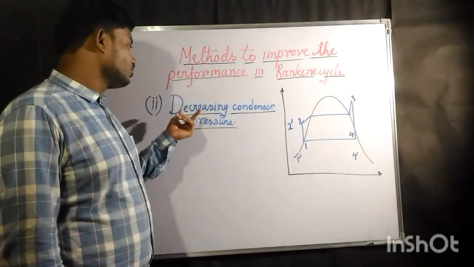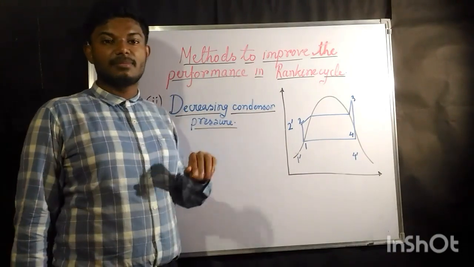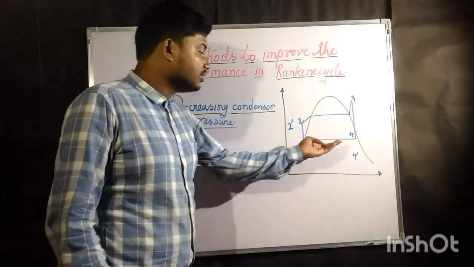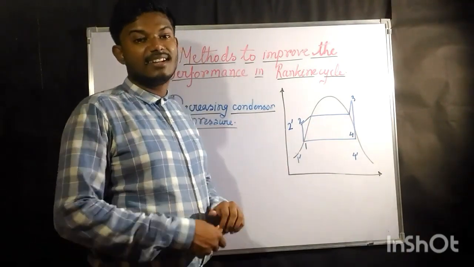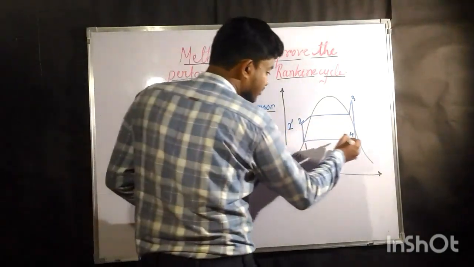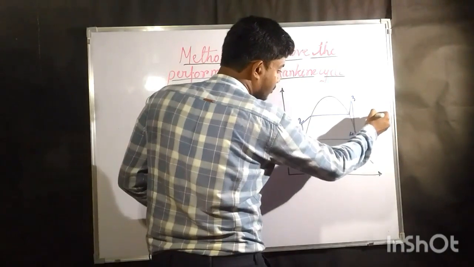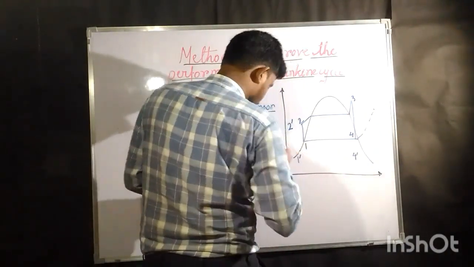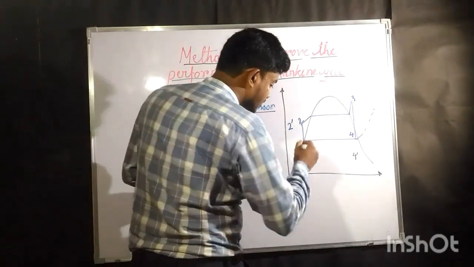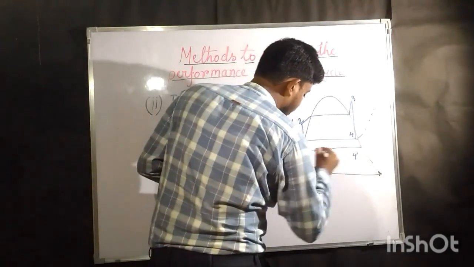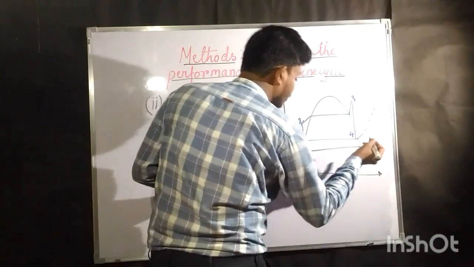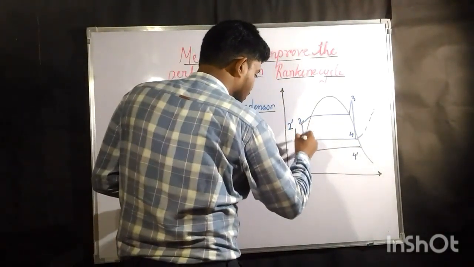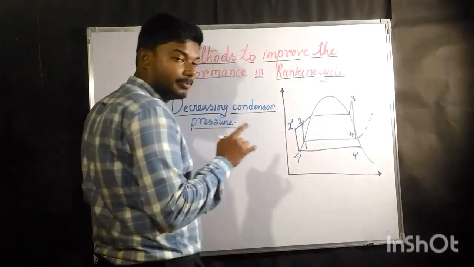Now the second method is decreasing the condenser pressure. Previously what we had done, we had increased the boiler pressure. Now this is our condenser, and we need to decrease the condenser pressure. Okay, this is at this pressure, and now we have to decrease it. Decrease it means what? We need to go slightly down from there. So this is going to be our condenser pressure now, and this will come up to this point and this point.